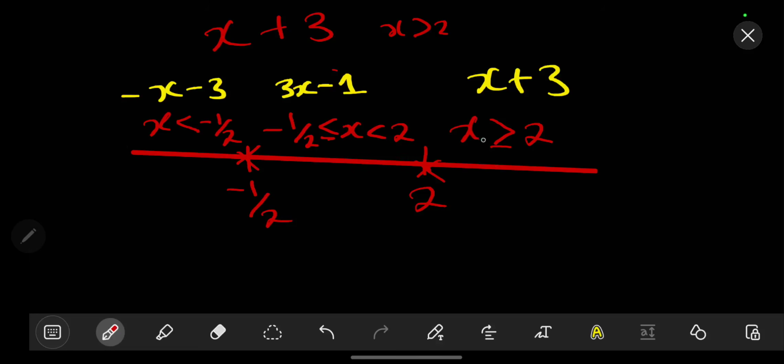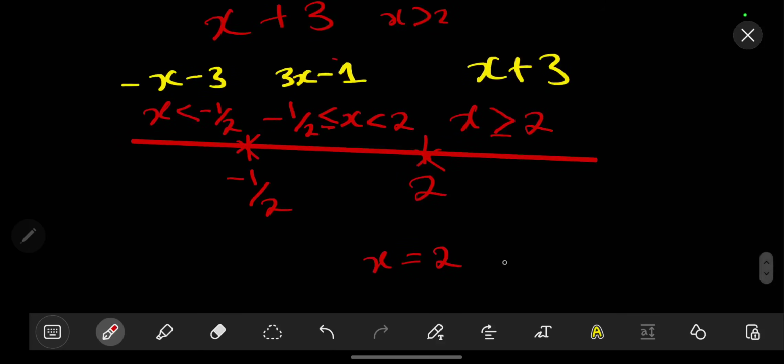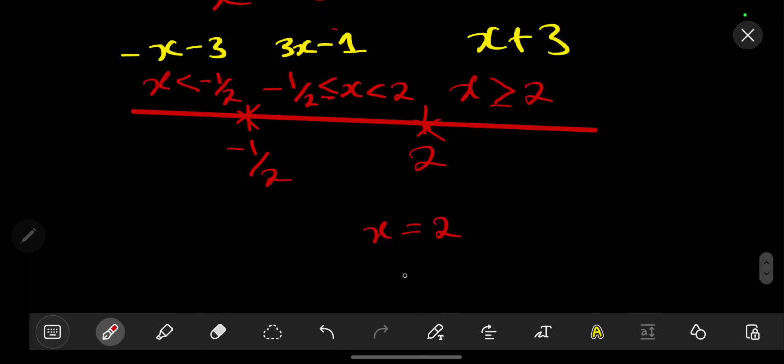So we are going to say x is equal to 2. This equation will be 2 plus 3, which will give us a 5. Let's write them. So we have our x plus 3, which is 2 plus 3, which is equal to 5 like that.